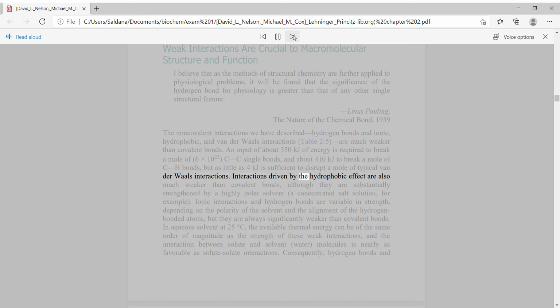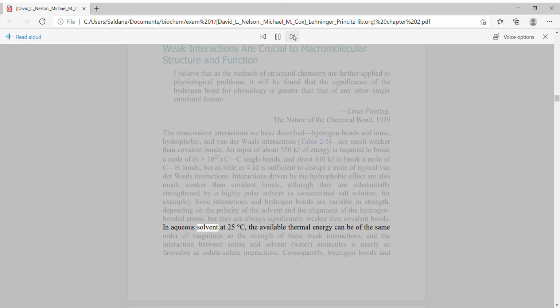Interactions driven by the hydrophobic effect are also much weaker than covalent bonds, although they are substantially strengthened by a highly polar solvent, a concentrated salt solution, for example. Ionic interactions and hydrogen bonds are variable in strength, depending on the polarity of the solvent and the alignment of the hydrogen-bonded atoms, but they are always significantly weaker than covalent bonds.